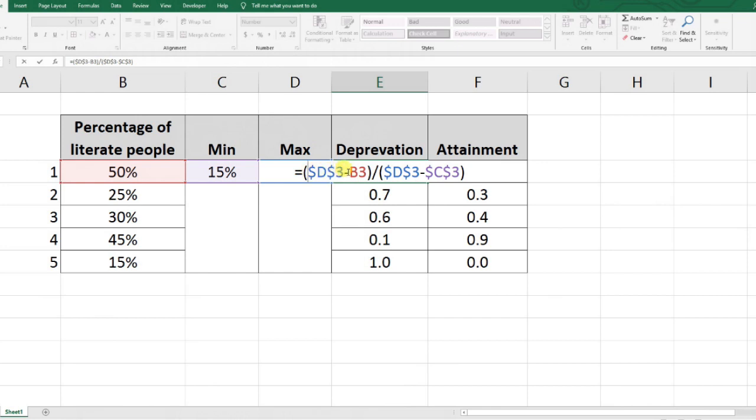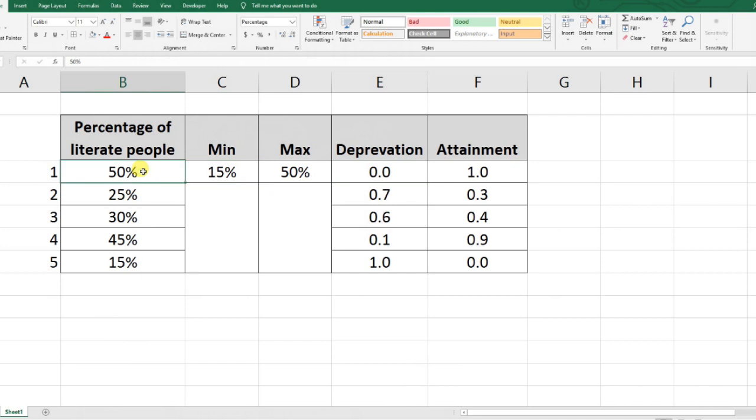So it is subtracting B3, the value of this country, from the maximum, dividing by maximum minus minimum. Minimum is in C3. This is D3, this is C3, this is minimum. Okay, and this gives me 0. So the deprivation for the first country is 0, because this country is also the country with the highest level of education. So the maximum value is for the same country. This is why the deprivation is 0. There is no deprivation at all.